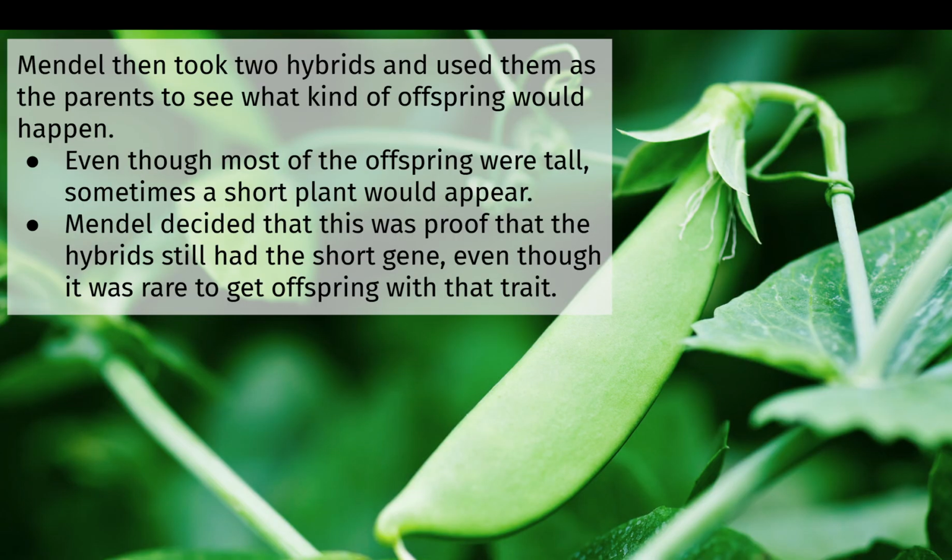So Mendel keeps playing around with this stuff, and he starts taking hybrids and crossing them with each other. He notices that most of the plants still come out as tall, but every so often there would be a short plant. That's his proof that there must still be the information for short genes in there. It's just that they're not coming out very often. But he kind of wonders, why do the hybrids of all of these plants allow mostly tall to come out, but every so often a short plant?